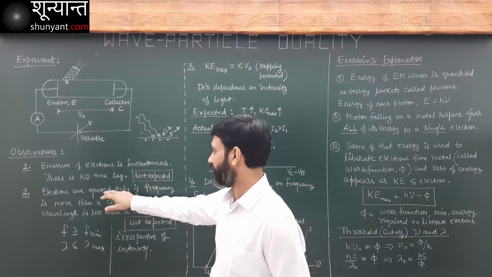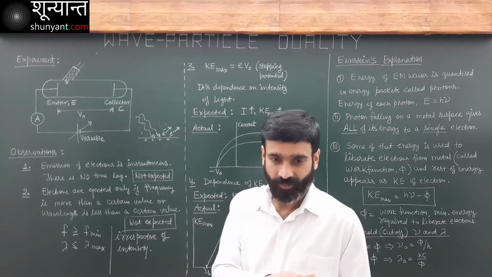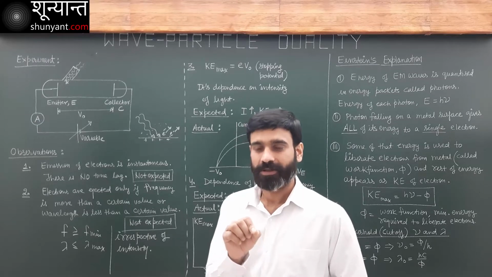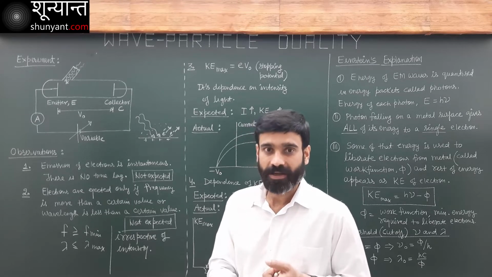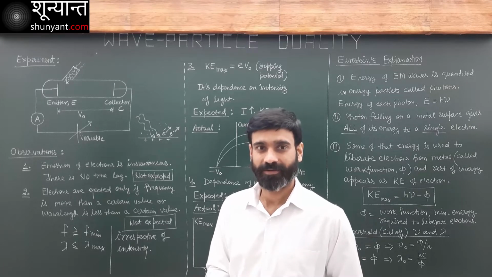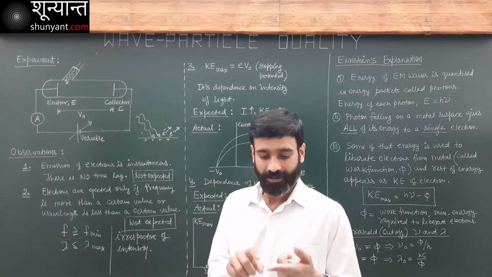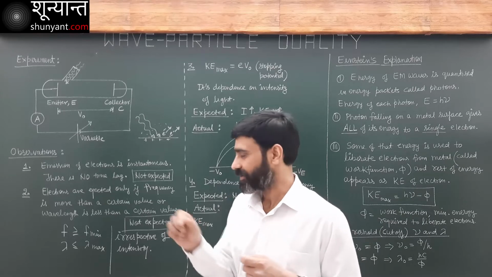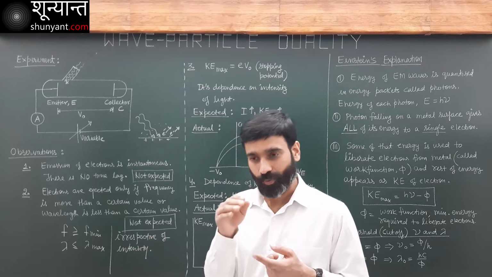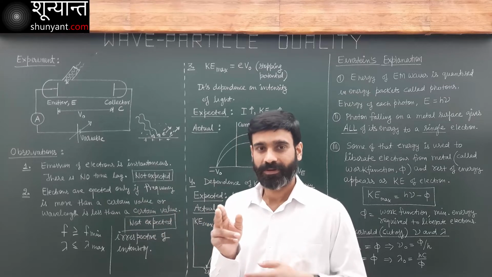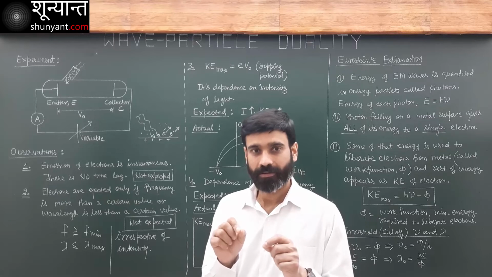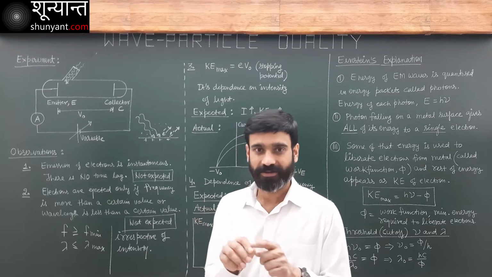What I notice is that if the frequency is less than a certain value, then no matter how intense my light is, electrons are not ejected. Note down this. If the frequency is less than a certain value, or if the wavelength is more than a certain value, then electrons are not ejected no matter how intense the light is.